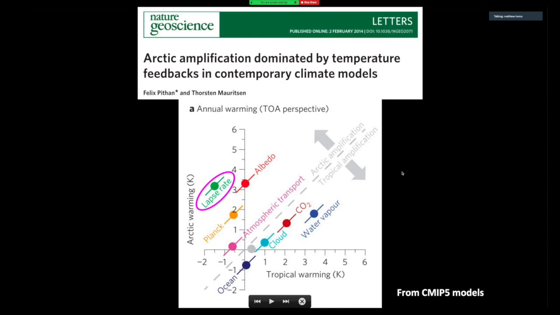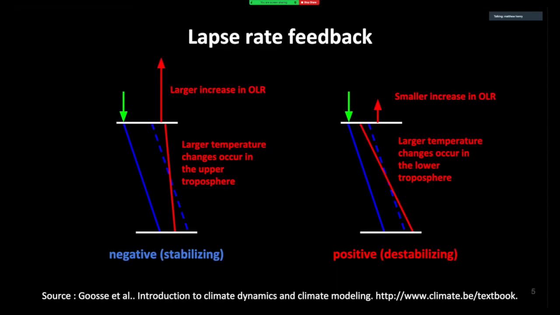And one of the key drivers in this decomposition is the lapse rate feedback. The lapse rate feedback just refers to how the vertical structure of warming affects the required amount of surface temperature change to balance a given forcing. So if there's a larger temperature change in the upper troposphere, then you get a larger increase in outgoing long-wave radiation, so you need a smaller increase in surface temperature to balance a given forcing. And inversely, if you get more warming near the surface, then you get less of an increase in OLR, so then you need more surface temperature change to balance a given forcing, so it's a destabilizing feedback.